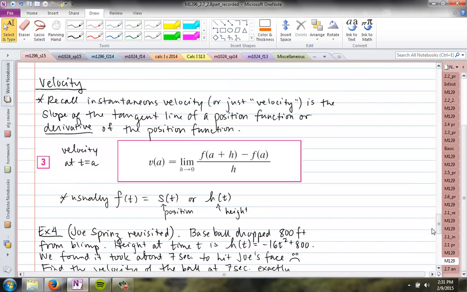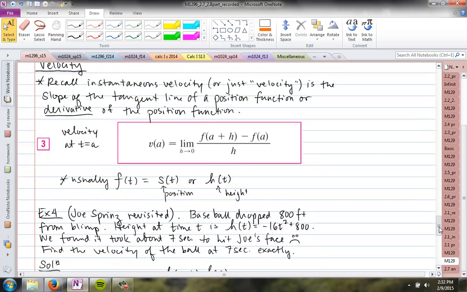So recall, instantaneous velocity, or when we mean instantaneous velocity we just say velocity and that's fine, is the slope of the tangent line of a position function, or the derivative of the position function at a particular t equals a value, and the t is replacing the x. So we have this definition 3 from your book of the velocity at t equals a. V of a, meaning the velocity at t equals a, is the limit as h goes to 0 of f of a plus h minus f of a over h, where f is a position function. So it's the same definition, it's just understood that the function is a position function.